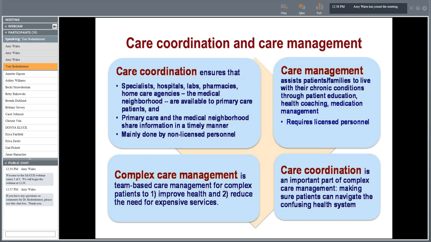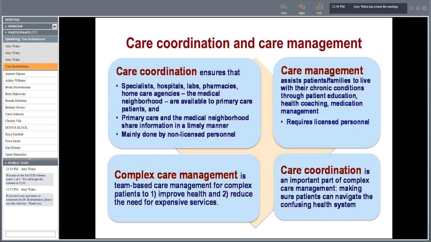What we found is that care coordination is not very good. There are a lot of problems with primary care practice related to specialists, the hospitals, and so forth. So care coordination is to make sure that there's a seamless coordination of people's care no matter where they're getting the care. And that's really the responsibility of the primary care practice. So that's care coordination. Care management is more of a clinical function. It's assisting patients and families to live with their chronic conditions through patient education, health coaching, medication management. So care management is much more clinical. Care coordination is in a way more organizational, navigational, making sure that people get where they need to be, whereas care management is a much more clinical enterprise.